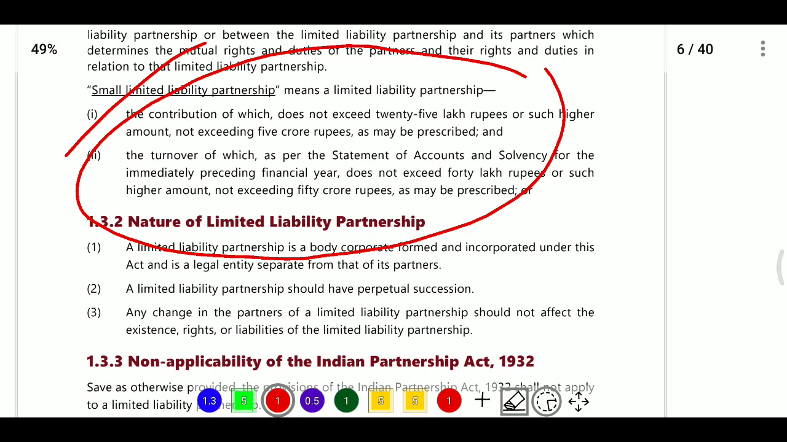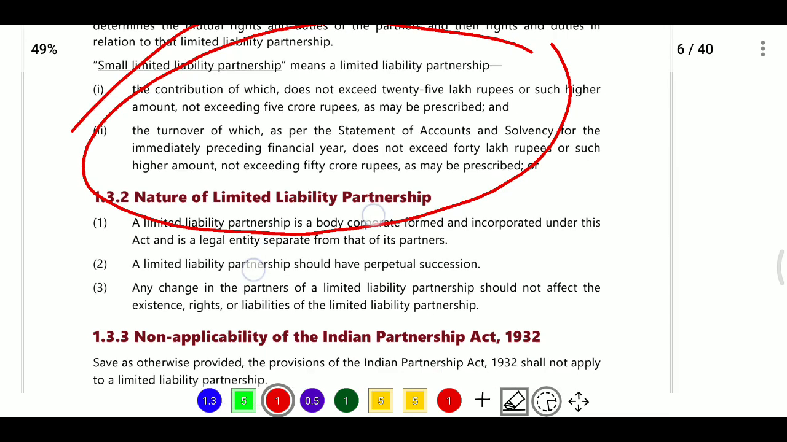Now what are the key features of a small limited liability partnership? They have limited liability like a traditional LLP. In a small LLP also, the liability of each partner is limited to their contribution to the partnership. This means the partners are not personally responsible for the debts of the business beyond what they have invested.